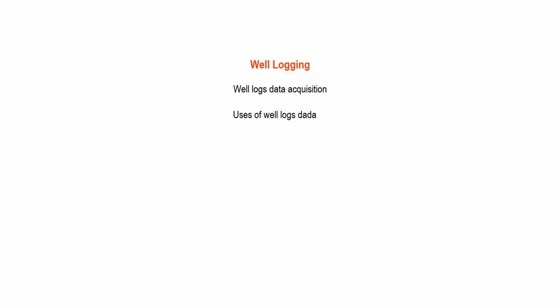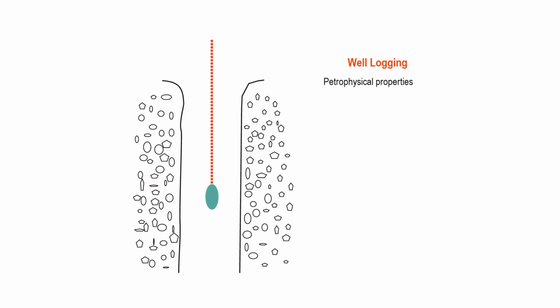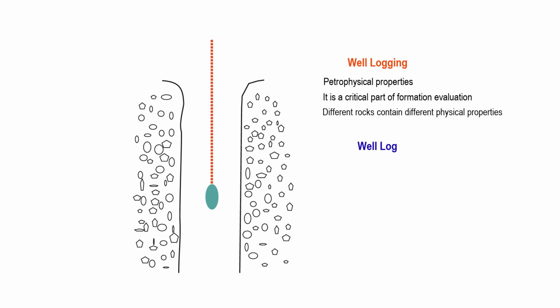Let's get started. Well logging is a process of acquiring data that give complete details of the petrophysical properties downhole. And it is an integral aspect of formation evaluation. However, it is important to say that well logging is based on the premise that different rocks have different physical properties. So the acquired data is called a well log. And a well log is a detailed record of the geological formations and events that are encountered during the drilling process.